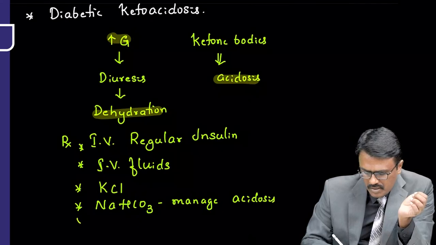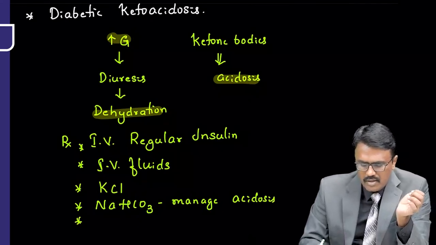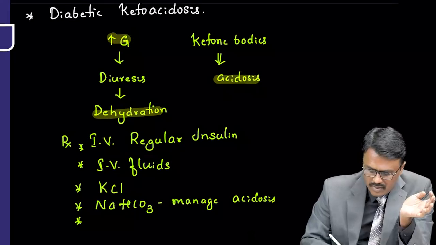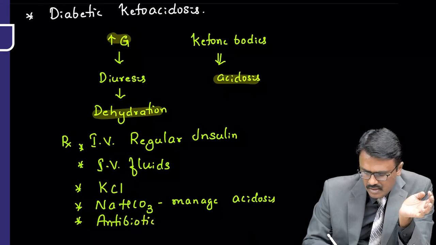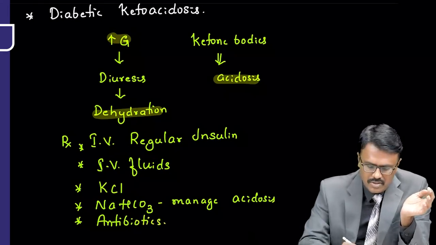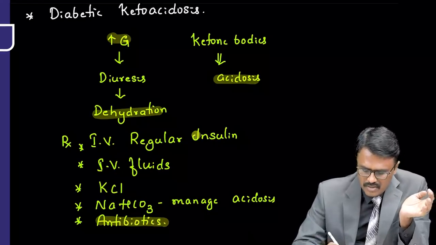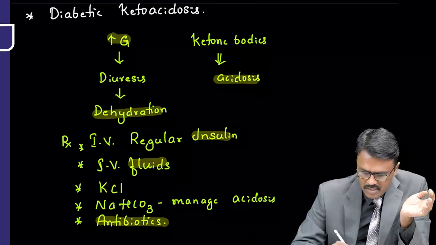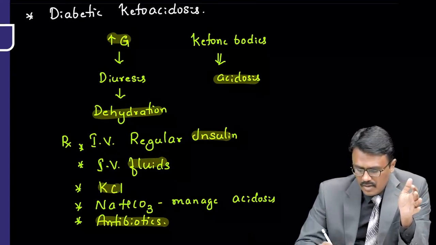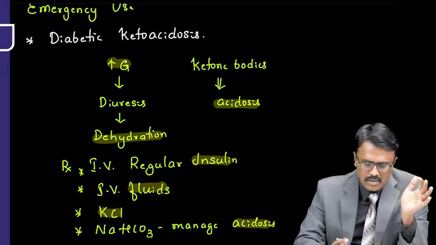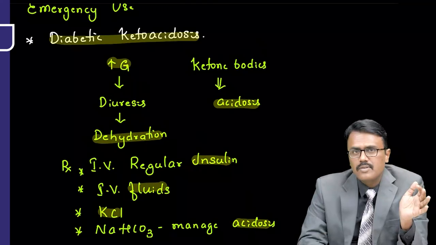And one more important thing is, when we have given regular insulin, IV fluid, potassium chloride, sometimes we have to start antibiotics because certain infections can trigger this diabetic ketoacidosis, otherwise antibiotics are not required. So major therapy is insulin, fluids, potassium only if it is hypokalemia, and to correct acidosis we use sodium bicarbonate, and that is the management of diabetic ketoacidosis.